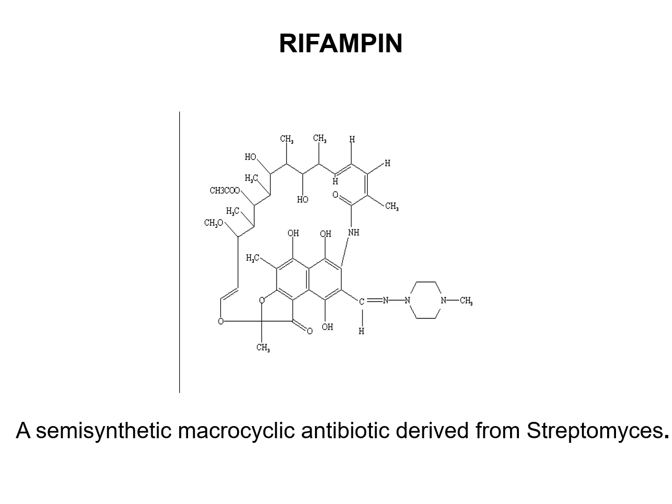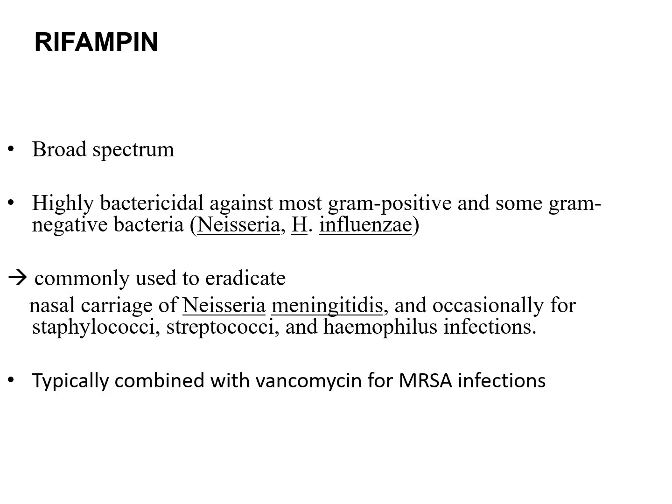Next, we're done with isoniazid. The next one is rifampin. So this is the structure of rifampin. It is an antibiotic because it's derived from streptomyces. And I mentioned earlier that rifampin is not only for Mycobacterium tuberculosis, it's actually a broad spectrum antimicrobial. It can cover gram-positive and some gram-negative bacteria. And here I mentioned Neisseria and Haemophilus influenzae.